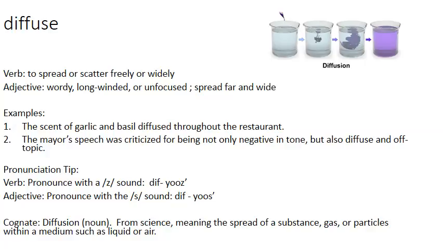You might be familiar with a cognate of diffuse, the noun diffusion. In science class, you might have learned that this means the spread of a substance, gas, or particles within a medium, such as liquid or air. Note that when you add tion or sometimes sion as a suffix to a verb, you convert it into a noun.